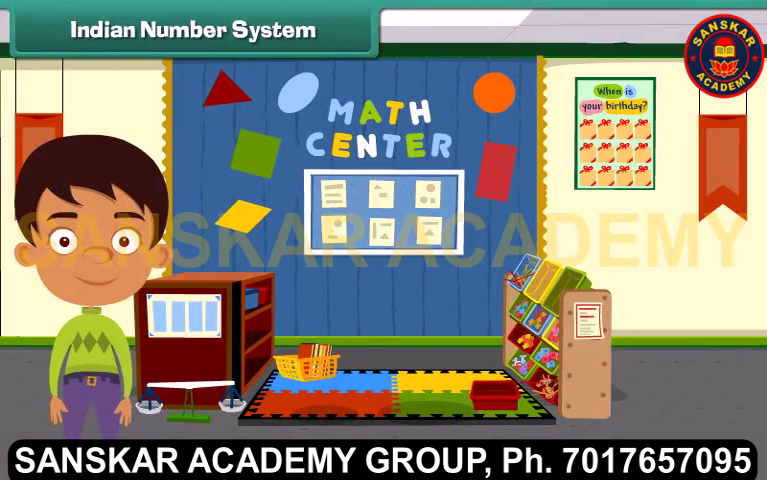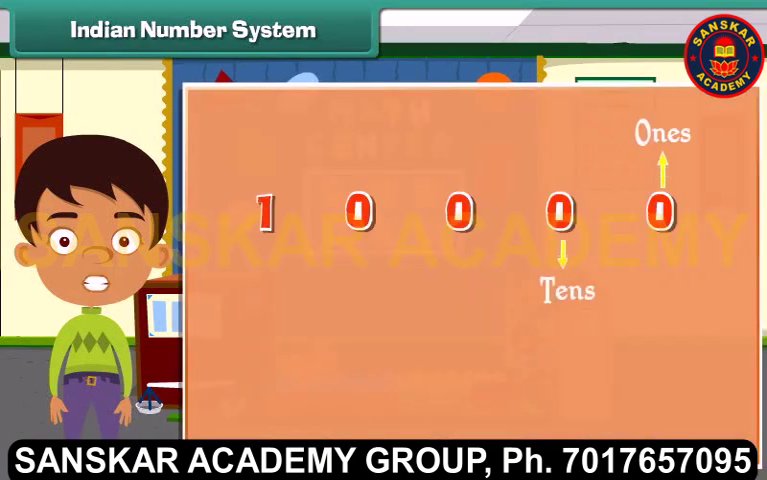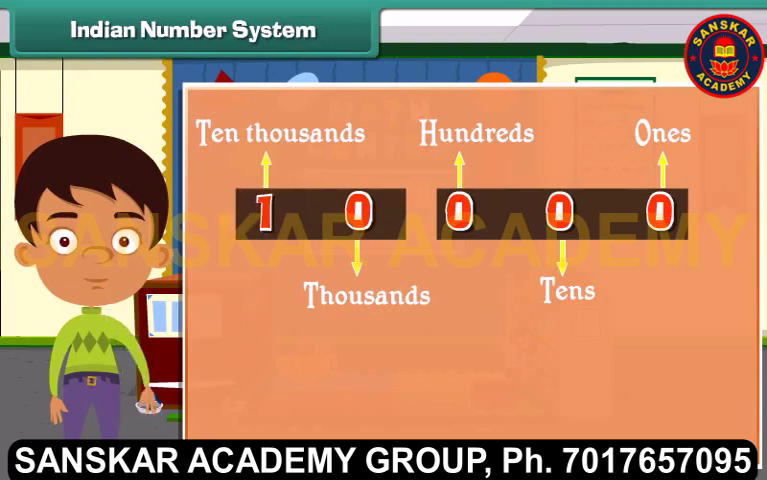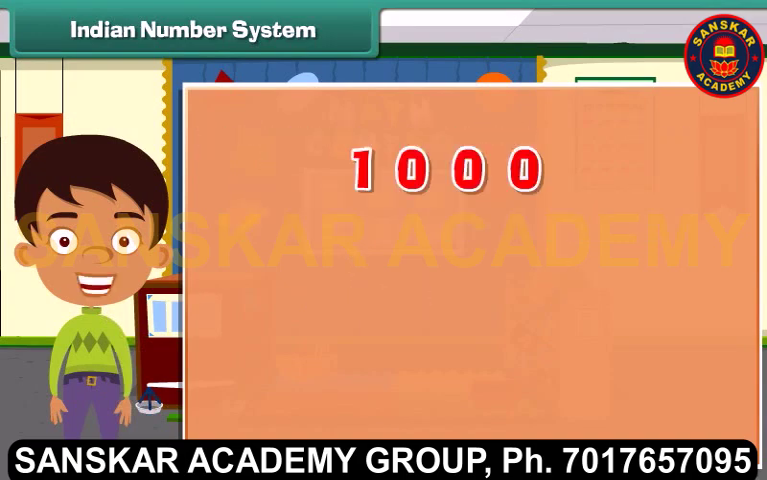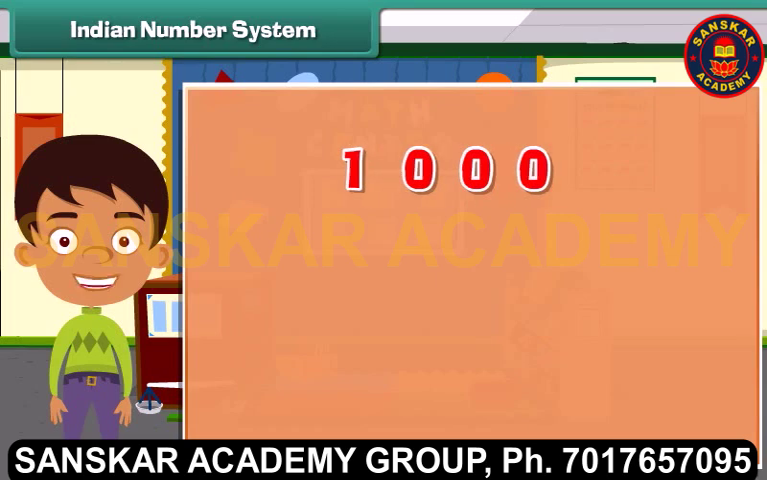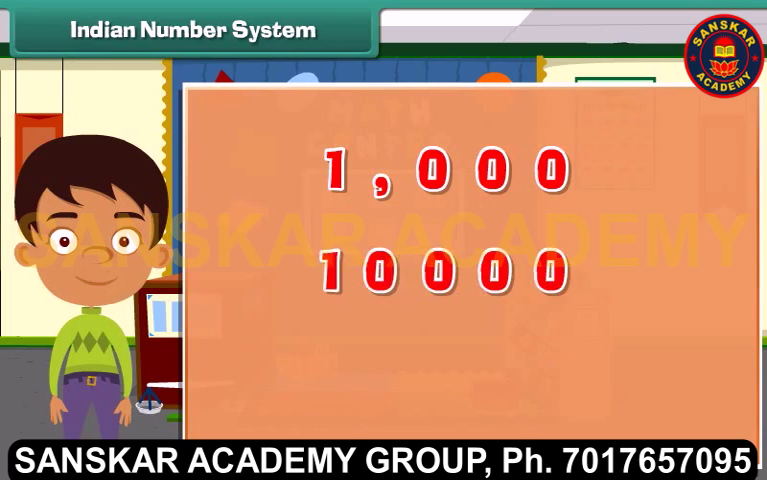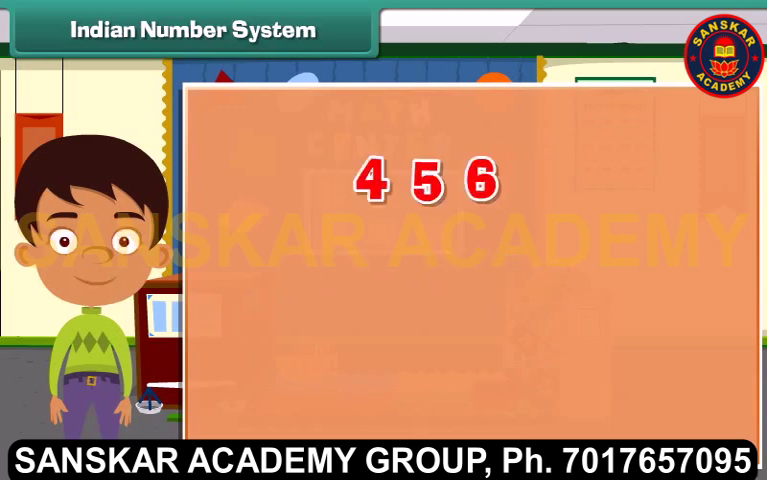Indian number system. The Indian number system groups the last 3 digits of a number together and then groups the rest into sets of 2 digits each. 1000 is written as 1,000. 10,000 is written as 10,000. Now consider the number 45678.